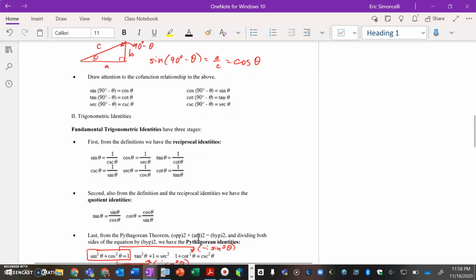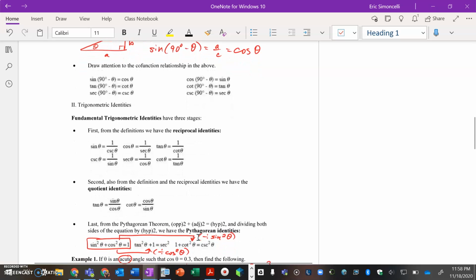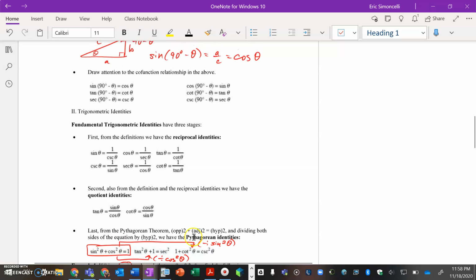And last, there are Pythagorean identities that we connect back to the Pythagorean theorem, of course. Opposite squared, and you can think of it again as a squared in a sense, plus adjacent squared, or b squared, equals c squared, or hypotenuse squared. And if you divide both sides of the equation by the hypotenuse squared, which is very interesting, the Pythagorean identities unfold, the most important of which is this: sine squared theta plus cosine squared theta equals 1. Again, this is like saying a squared plus b squared equals c squared.